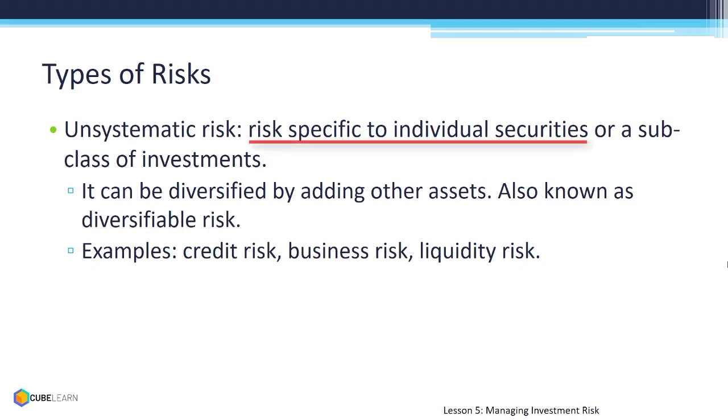Unsystematic risk is specific to a particular security. For example, credit risk, business risk, liquidity risk. It can be diversified by adding other assets.